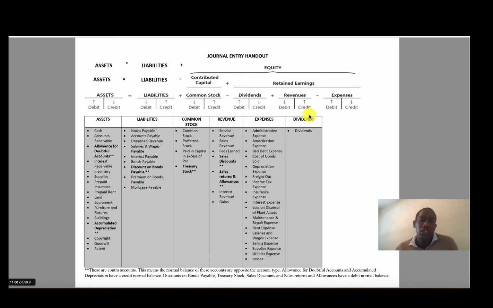So in this video, we're going to look at how to do a journal entry. And this journal entry handout is going to be your guide to help you complete a journal entry. Again, you know the account types, you know the accounts that map to the account types. You can identify the normal balance by looking at the T accounts up here with the arrow pointing up.